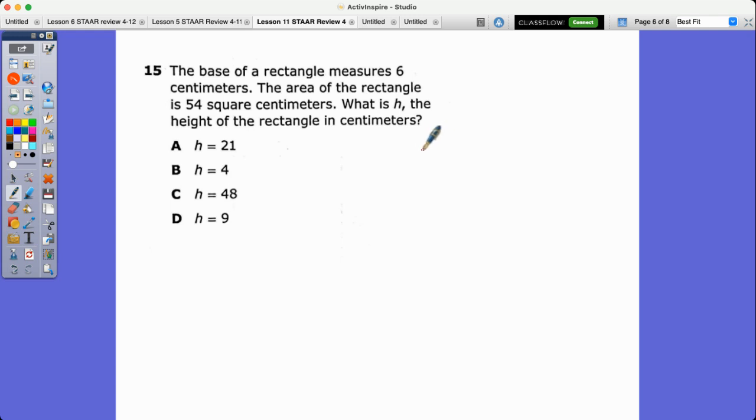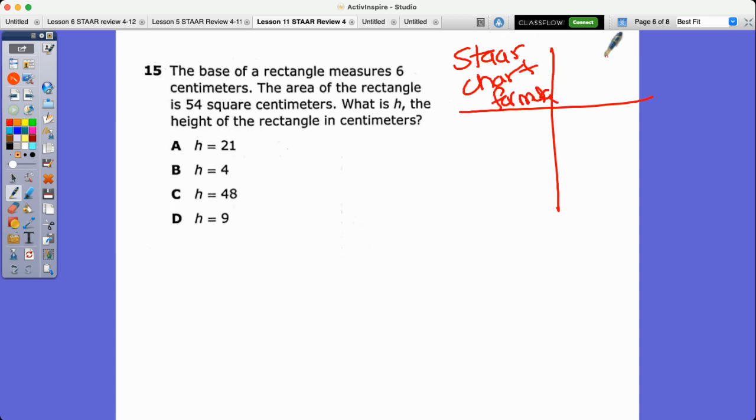Guys, this is actually an equation problem, not a geometry problem, but it can be both. So you need to use your star chart. First thing I understand is I need my star chart to get a formula. And my plan is to use that formula: area equals base times height. This is my rectangle formula because it's a rectangle, and I'm looking for height.